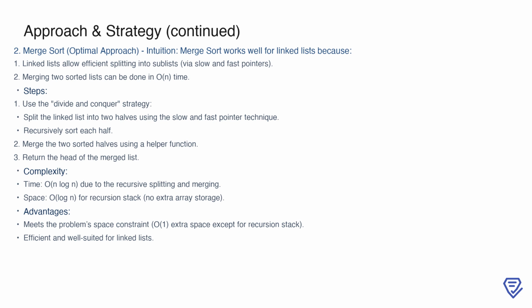This approach achieves O(n log n) time complexity due to the recursive splitting and merging steps, and it meets the space constraint with only O(log n) space required for the recursion stack. Merge sort not only avoids the memory overhead of creating an auxiliary array but also effectively utilizes the linked list structure, making it a natural choice for this problem. Its efficiency and compatibility with the problem's constraints make it a strong candidate.